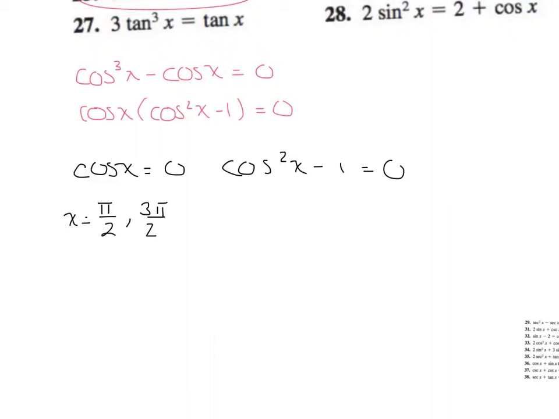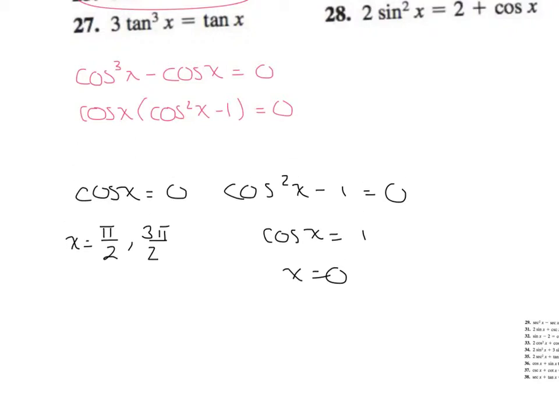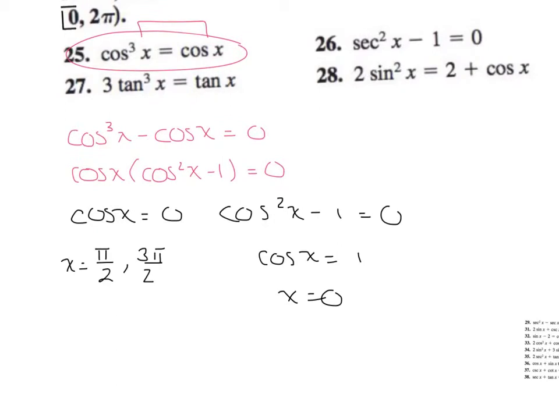Here, I add 1, and then I take the square root, and I'm still going to end up with cosine equals 1. Well, where is cosine equal to 1? Cosine is 1 at 0. Now plug that back into the given. Here's our given. So we want to plug in pi over 2 here, 3 pi over 2 here, and 0 here and here. Okay, they all work.